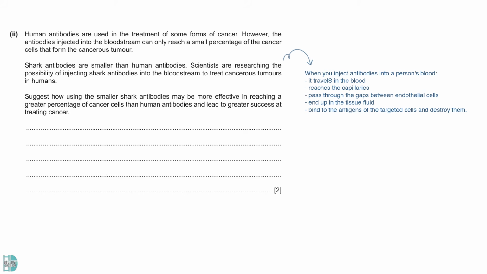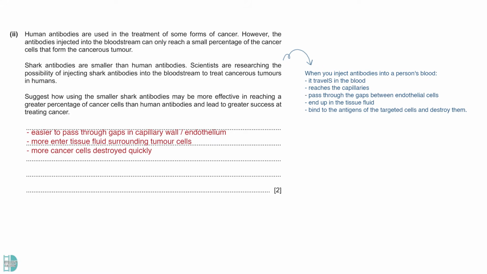When you inject antibodies into a person's blood, it is going to travel in the body until it reaches the capillaries. Endothelial cells of the capillary wall have gaps between them. The antibodies will pass through the gaps and end up in the tissue fluid. Then they can bind to the antigens of the targeted cell and destroy them. So, being smaller in size, shark antibodies can pass through the gaps more easily, and more of them can bind to and destroy cancer cells.